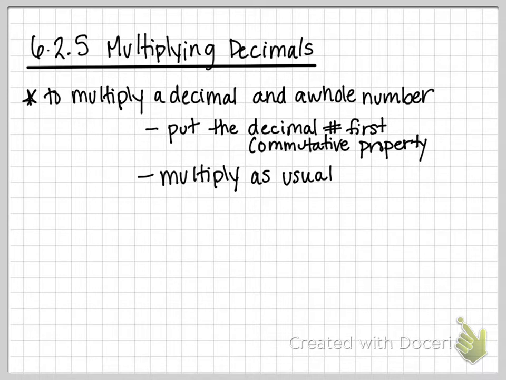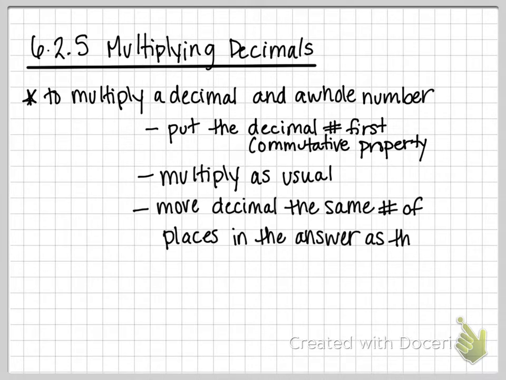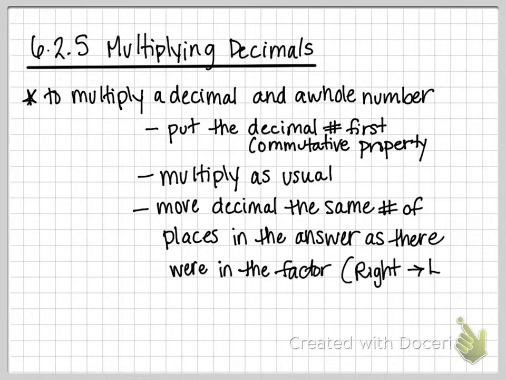Okay, then just multiply. Don't worry about the decimals. Multiply as usual. And then move the decimal the same number of places in the answer as were in the factor, right to left. And like I said, sometimes when we do these notes, initially when we write our steps, it doesn't totally make sense. But then when we do our examples, we can look back at our steps and it will make sense. So bear with me if this seems like, what are you talking about? You'll see how we're doing it. I'm not going to lie, I don't understand.